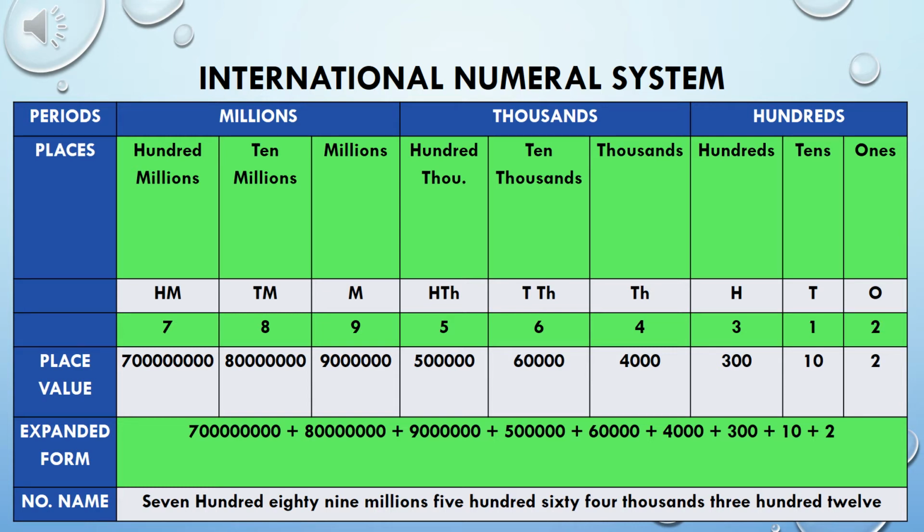Thus the expanded form is 700 millions plus 80 million plus 9 million plus 500,000 plus 60,000 plus 4,000 plus 300 plus 10 plus 2. And the number name that we get is 789 millions 564,312.